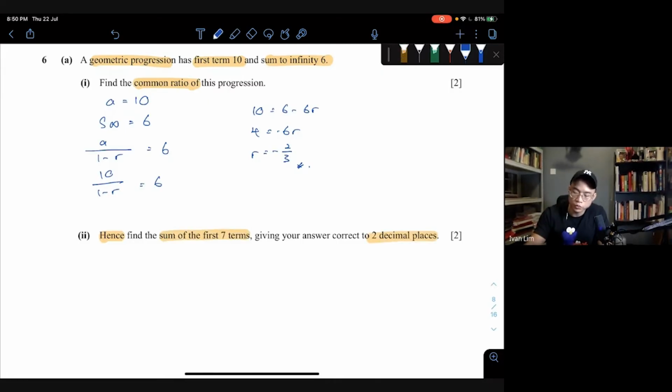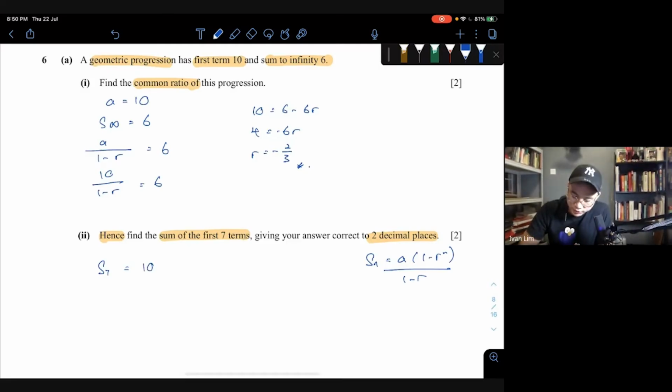Correct to 2 decimal places. So the formula for the sum of the first 7 terms will be S7. If you ever forget, just write the formula at the side so that you can double check. A bracket 1 minus R to the power n, over 1 minus R. So A is 10, and R is negative 2 over 3, to the power 7, over 1 minus negative 2 over 3.